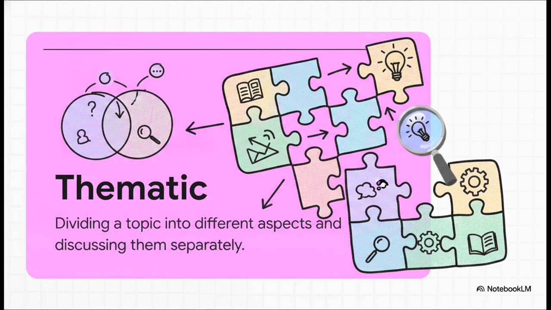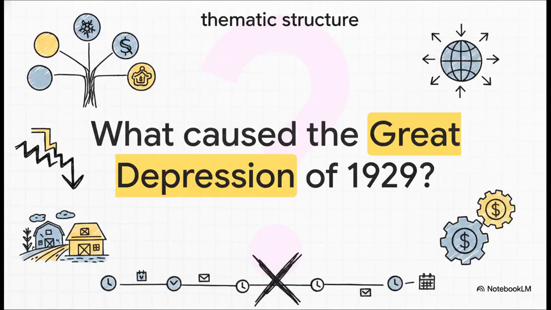Pivoting away from timelines and direct comparisons, we have the thematic structure, which is just highly analytical. It basically allows you to slice a really massive topic into different aspects, themes or theoretical models, and then discuss them separately. You are essentially organizing your essay structure by breaking a huge, complex puzzle into manageable, categorical pieces. This is honestly the absolute perfect blueprint for an immense, multifaceted question like, what caused the Great Depression of 1929?